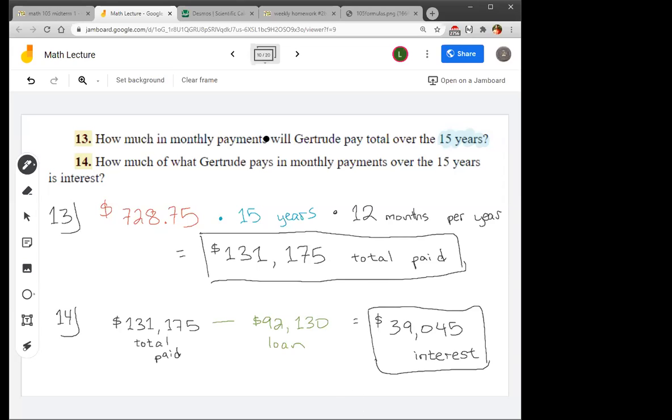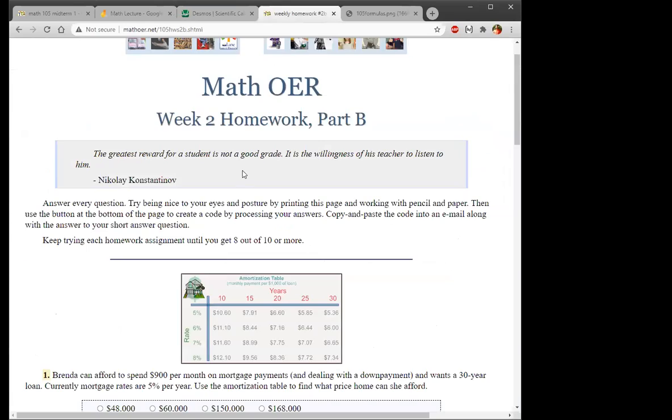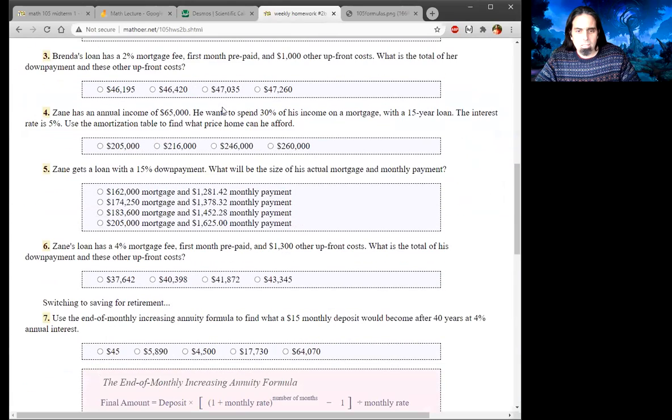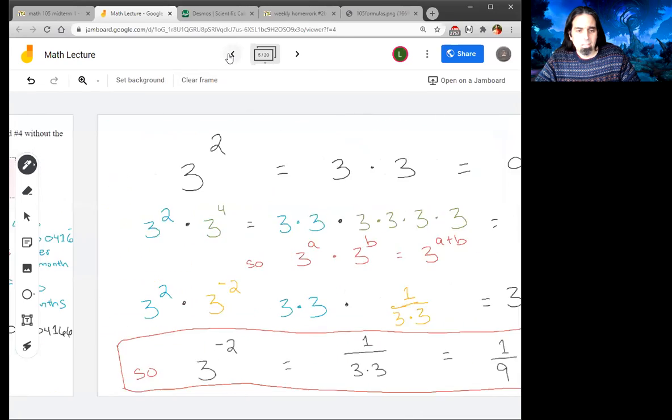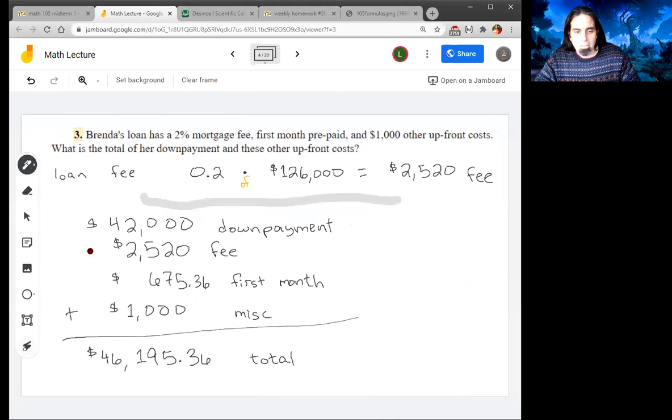Maybe number 6 on 2B. That one really kind of tripped me up. I had to skip it. 6. It's a lot like 3. So make sure you're including, wherever it was, the down payment, the fee, the first month, the miscellaneous, and you're just adding those up.